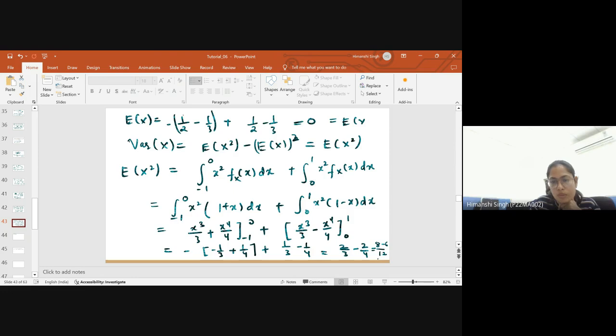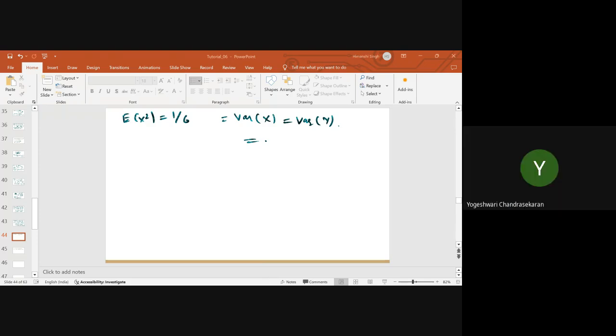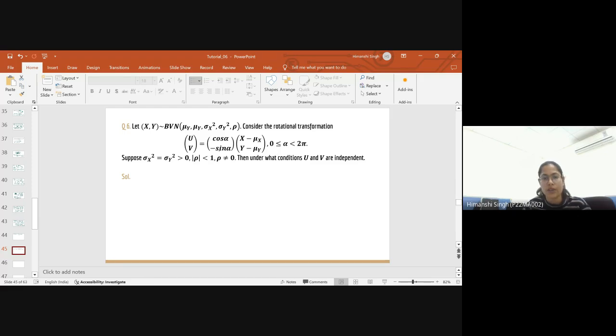So this will be 1 by 6, and the expected value of x whole square is nothing but 0. So the variance of x will be 1 by 6 only, which is equal to the variance of x and which is nothing but the variance of y also. Okay, so I hope this is clear. Yes, ma'am. Okay, so I will be moving forward towards the next question.